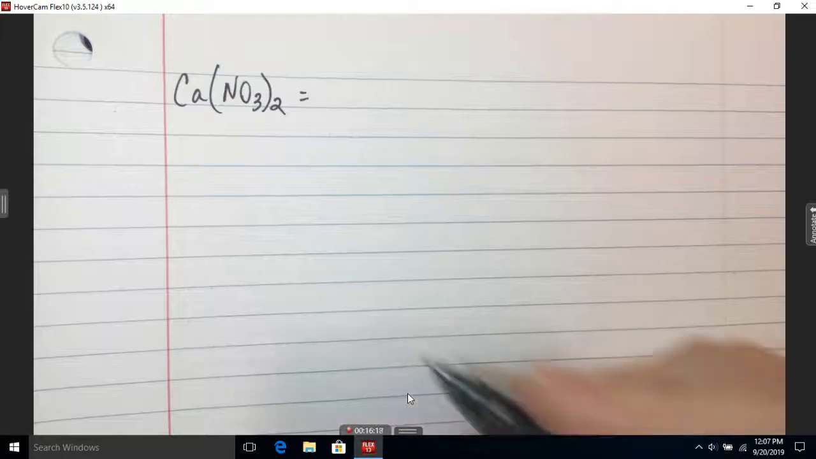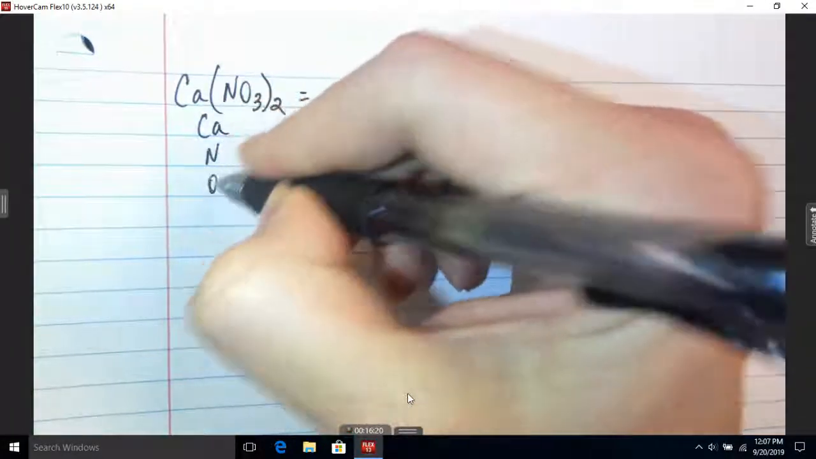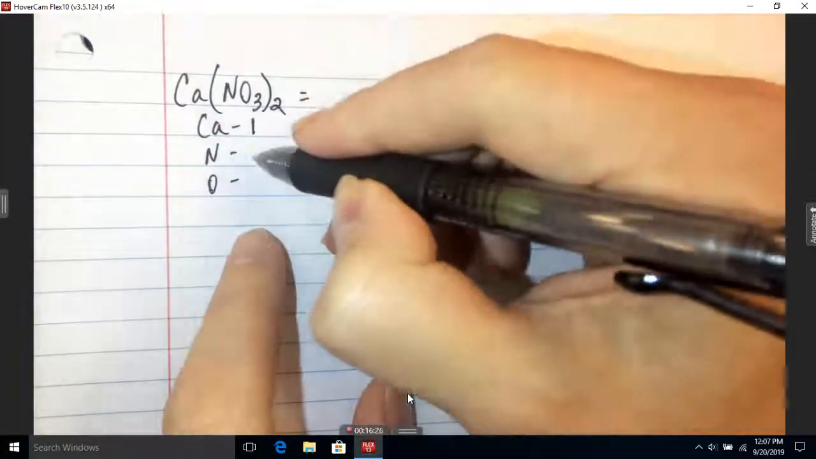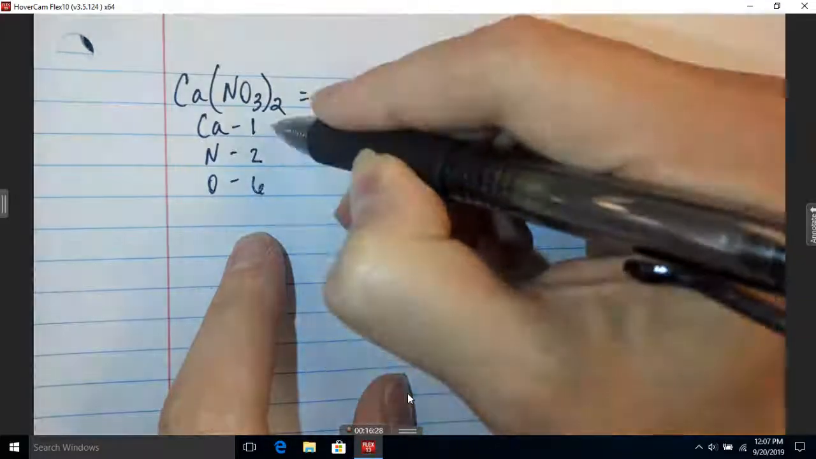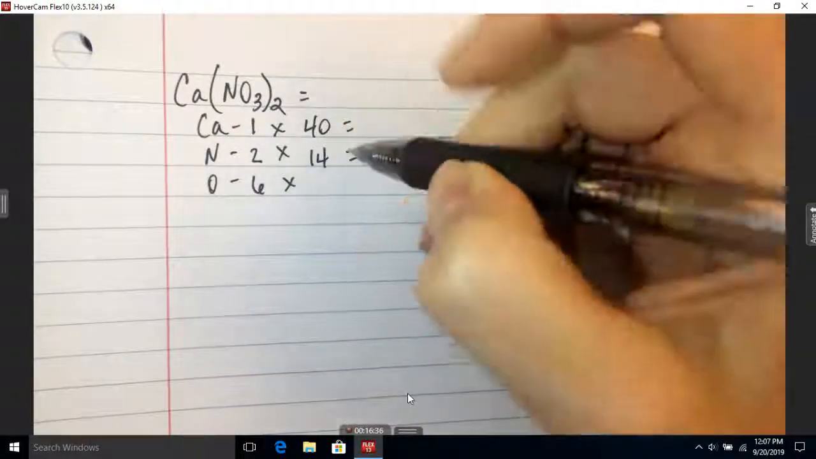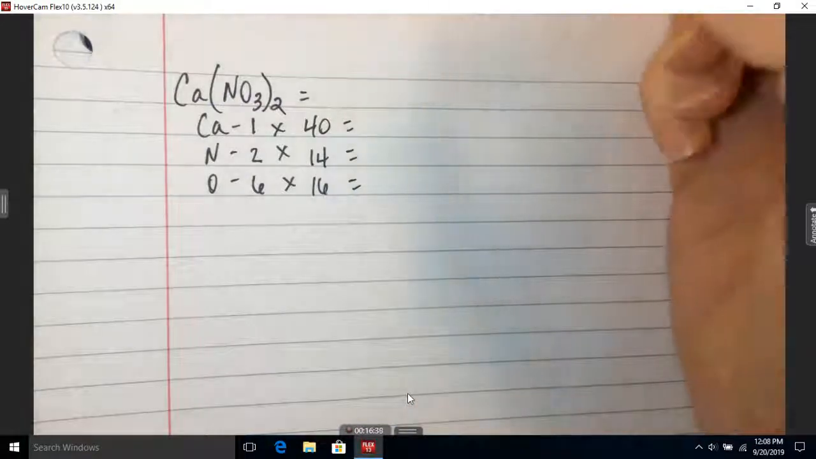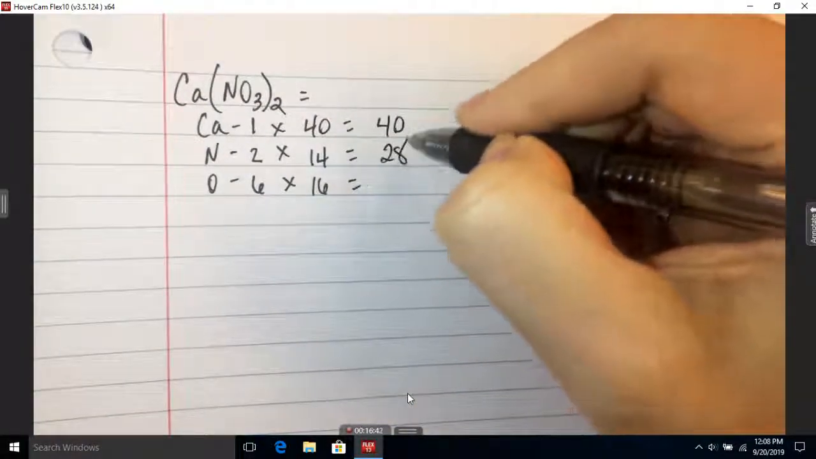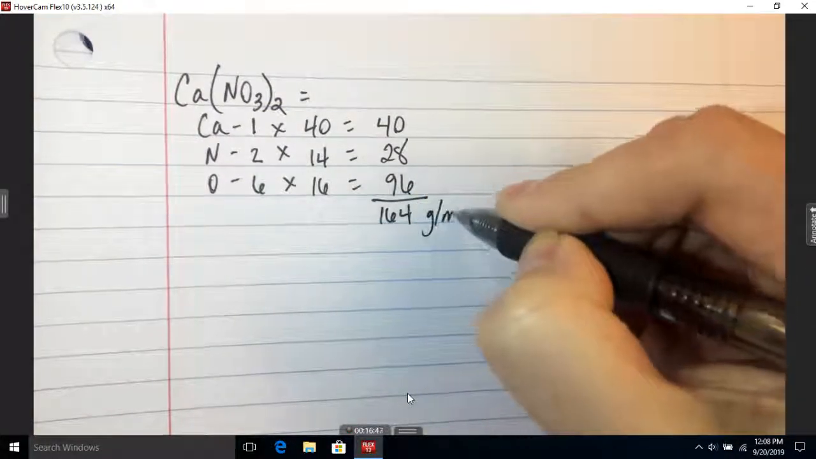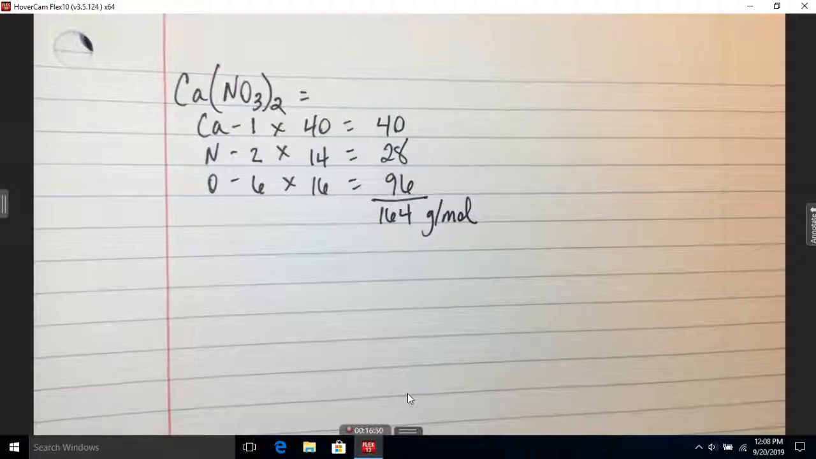First step, write my elements. Second step, tell how many. How many calcium? 1. How many nitrogen? 2. How many oxygen? 6. Times 40, 14, 16. Is that easy?